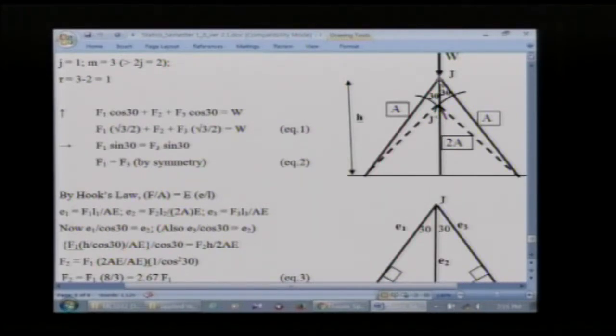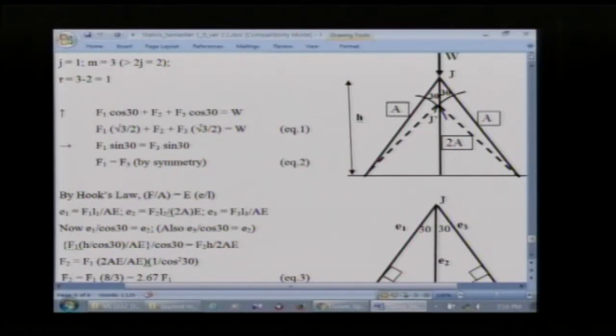So we have one equation that tells us that F1 equals F3, but the other one, of course, has F1 and F2 and F3 in it, right? So three unknowns, only two equations, so we cannot solve it, right? Now how do we solve it? We try to see what happens when this truss deforms.